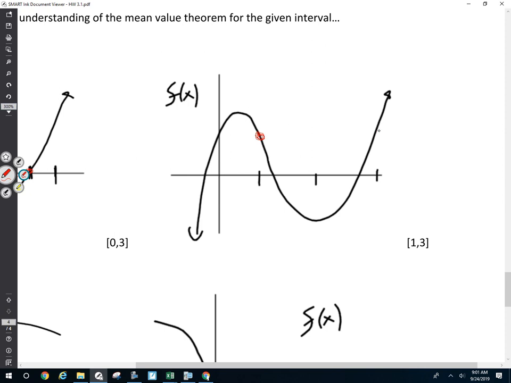1, 2, 3. Whoa, this is like a Rolle's theorem. It looks like my y's are the same. We are looking at when a tangent is horizontal. I'm thinking at x equals 2.